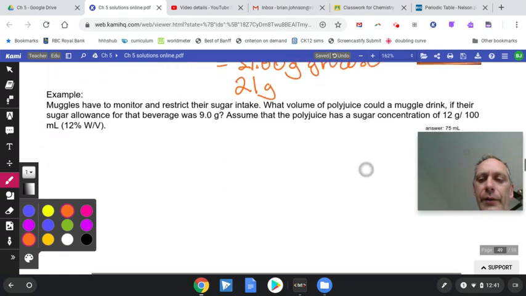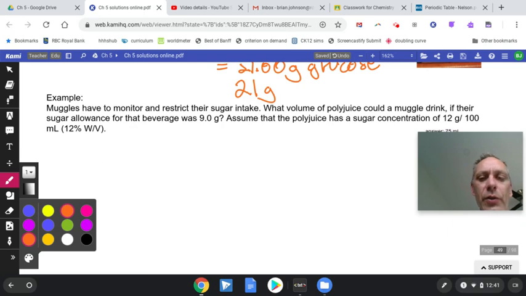All right, so I am going to get you to try this one on your own. Pause the video and see if you can figure out the volume of Polyjuice Potion on your own, and then come back and see if you got it right.